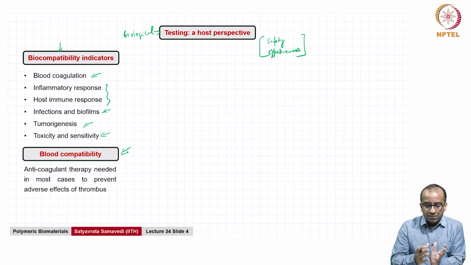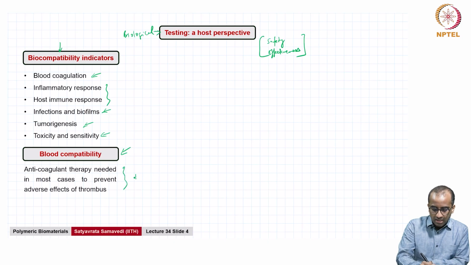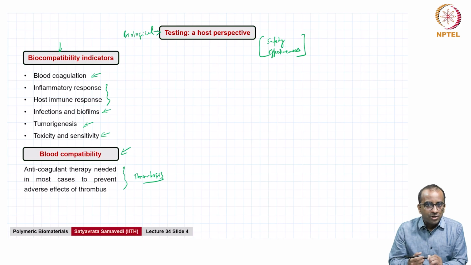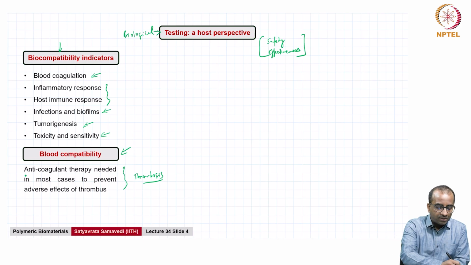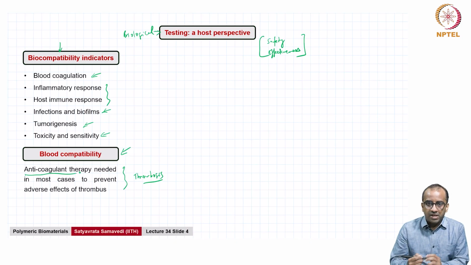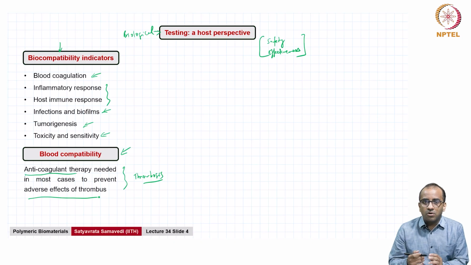Of course, blood compatibility, which is one very important aspect of biocompatibility, typically involves looking at thrombosis or excessive clot formation, perhaps even emboli that can get dislodged, and typically anticoagulant therapy is often needed in most cases to prevent adverse effects of thrombus. Typically in the initial stages, at least after implantation, this is required. In some cases, for example, if mechanical heart valves are used in young patients, this anticoagulant therapy may be required for very long time periods, and that can have its own adverse effects in the long run.